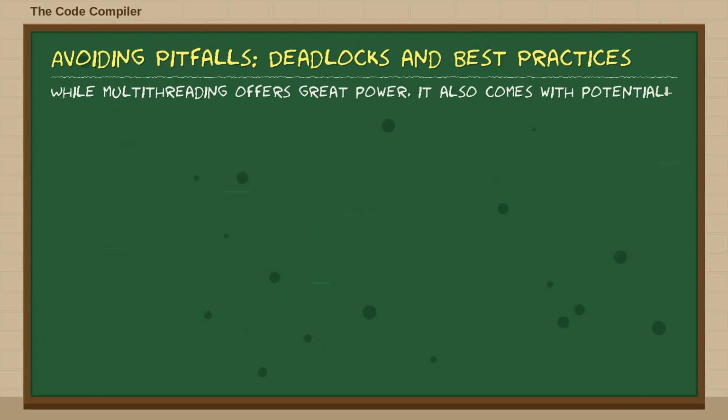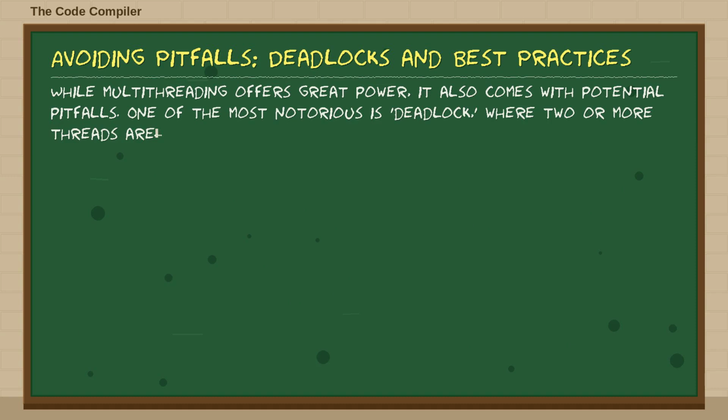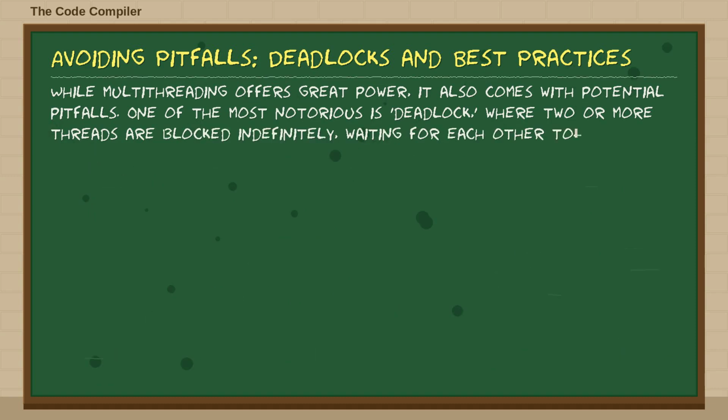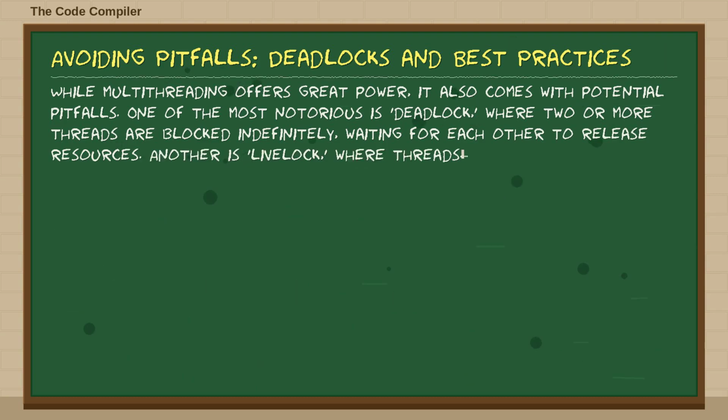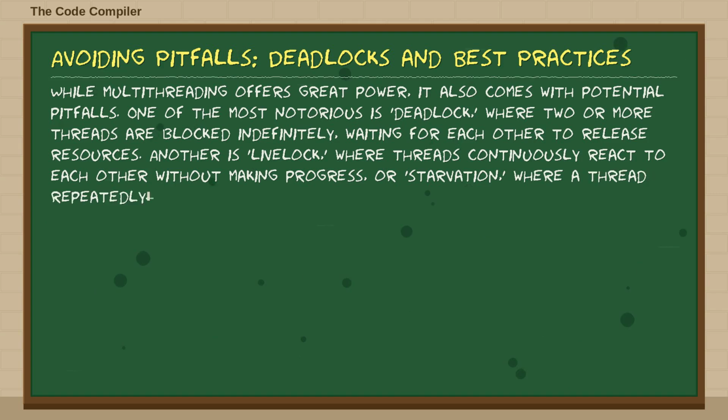While multithreading offers great power, it also comes with potential pitfalls. One of the most notorious is deadlock, where two or more threads are blocked indefinitely, waiting for each other to release resources. Another is livelock, where threads continuously react to each other without making progress, or starvation, where a thread repeatedly loses the race for a resource. To avoid these issues, always strive for minimal synchronization.